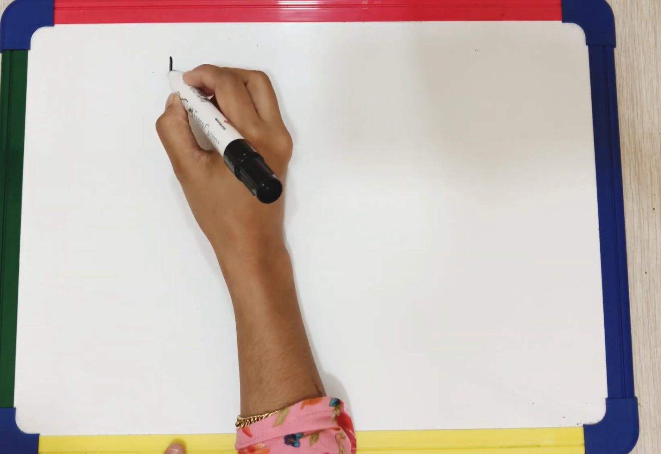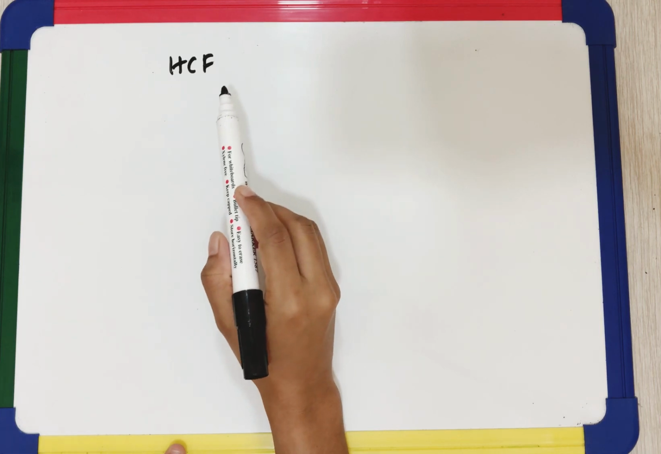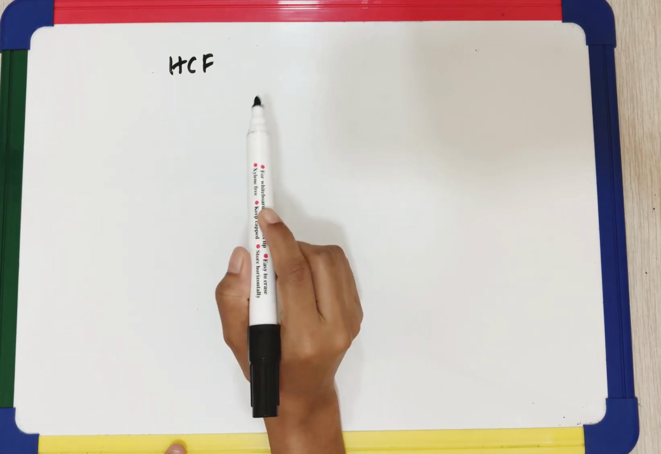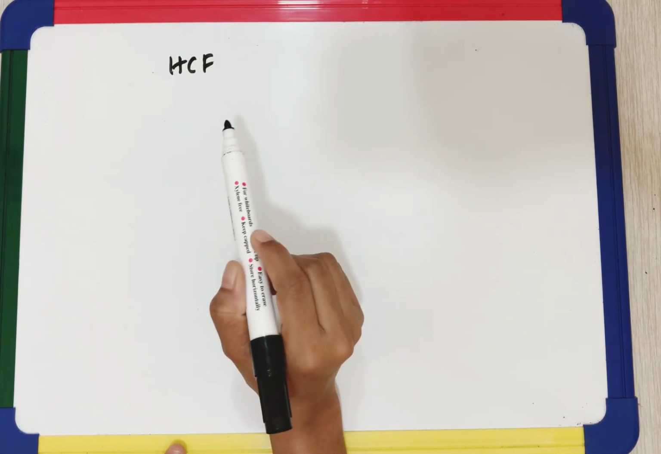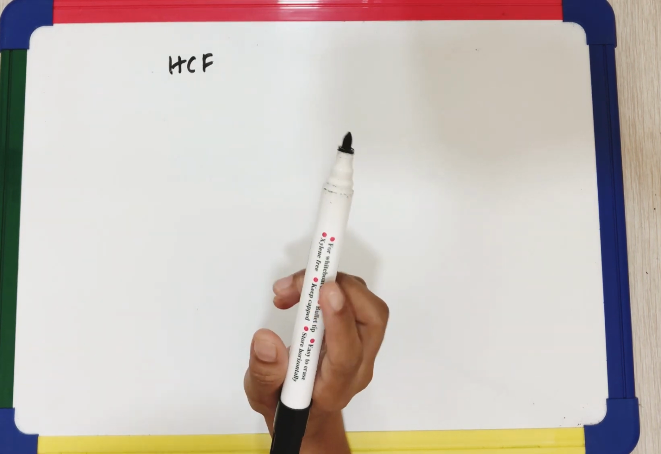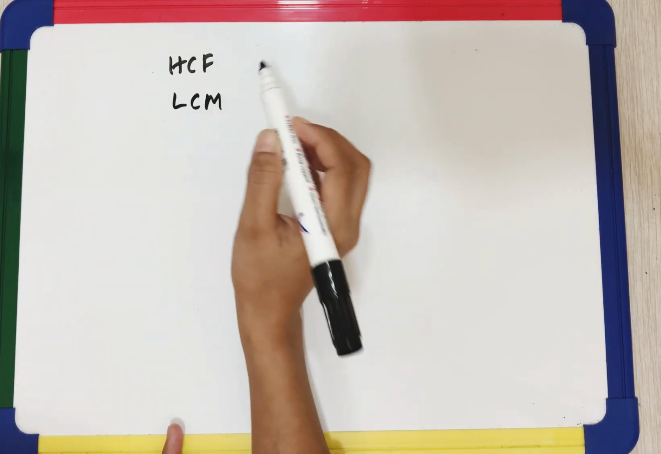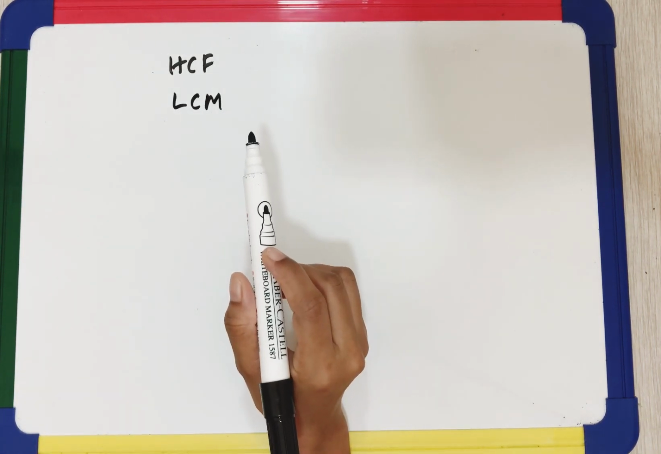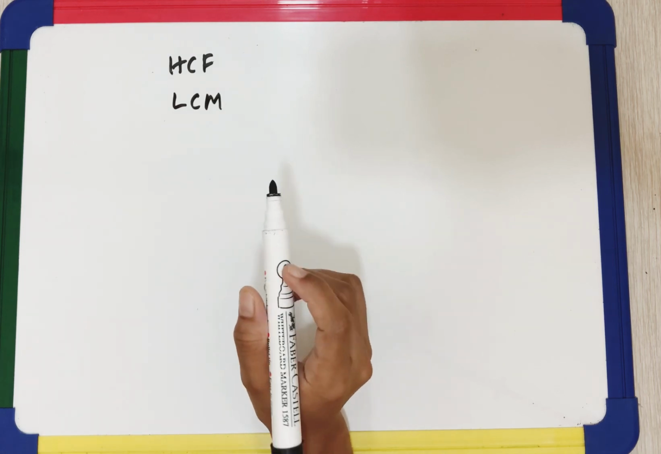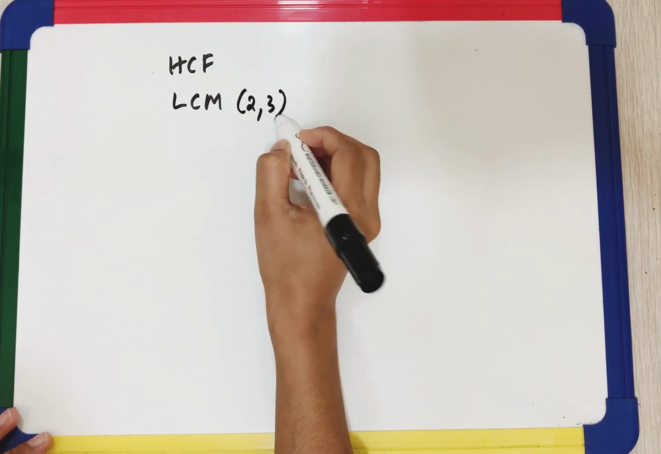We have already seen HCF in the last video. That is, to find the HCF of two numbers, list the factors of the two numbers, find the common factors, and then find the highest among those common factors. To find the LCM of two numbers, we have to list the common multiples and find the least among the common multiples.